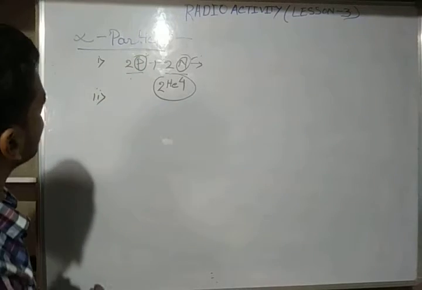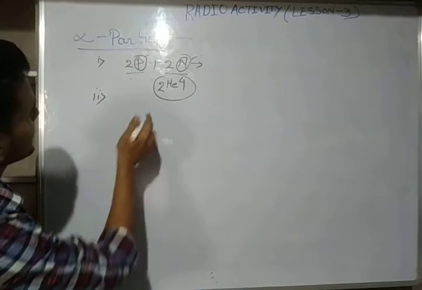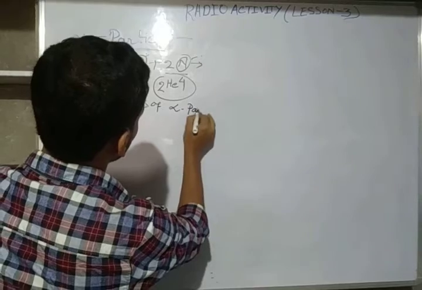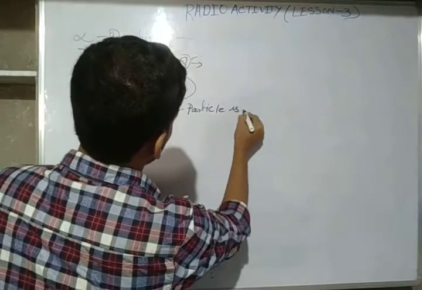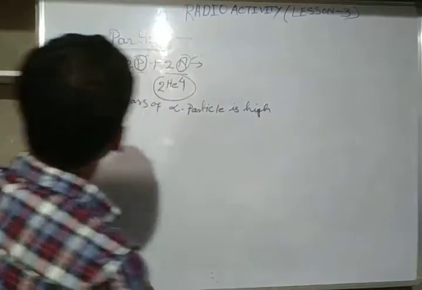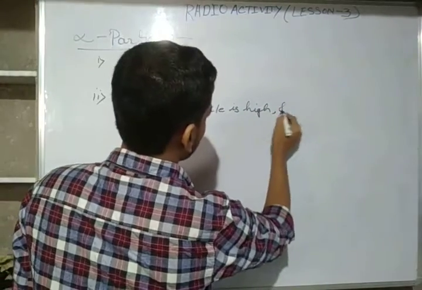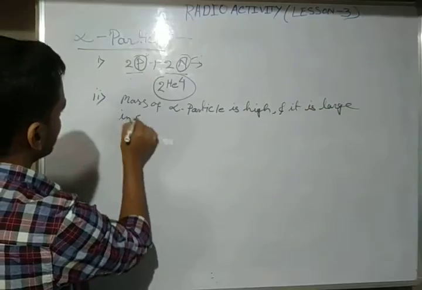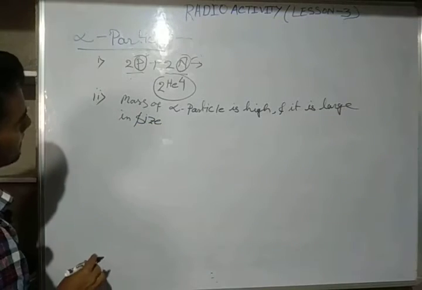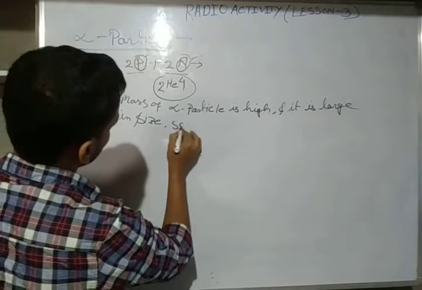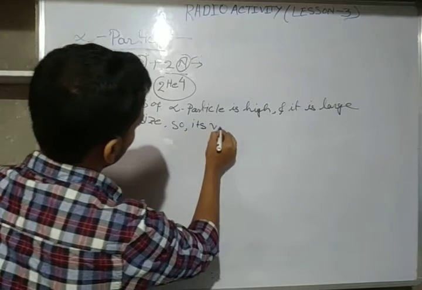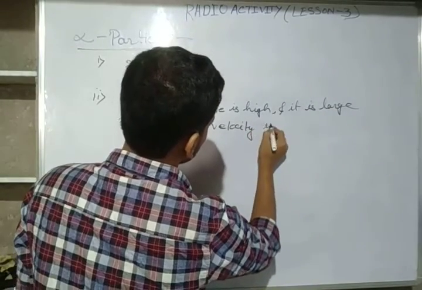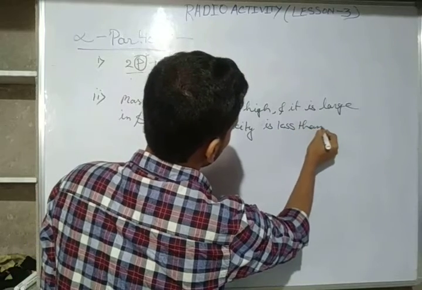As the alpha particle's mass number is high, the mass of the alpha particle is high and it is large in size, so its velocity is less than other particles.